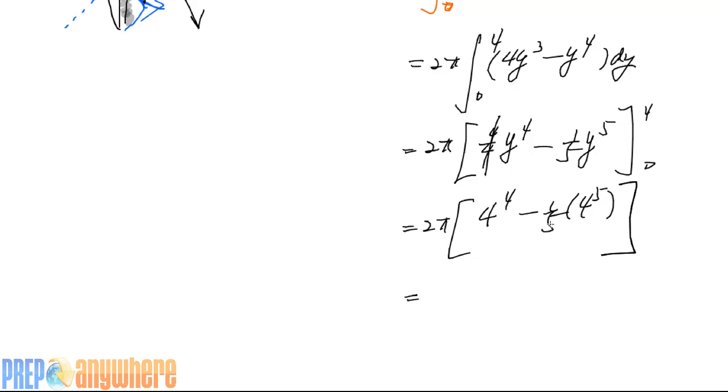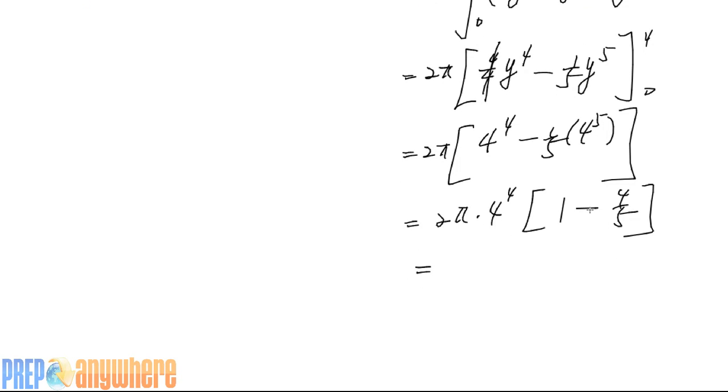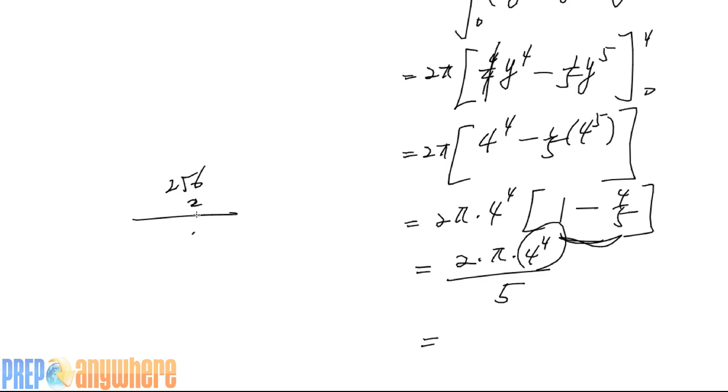Let me factor out the common factor, which is 4 to the power of 4, and we're left with 1 minus 4 over 5. This right here is going to be 1 over 5. So we have 2 times pi times 4 to the power of 4 over 5. We get 256 for this. 256 times 2, if you double that, is 512. So it's 512 pi over 5. That's the volume.